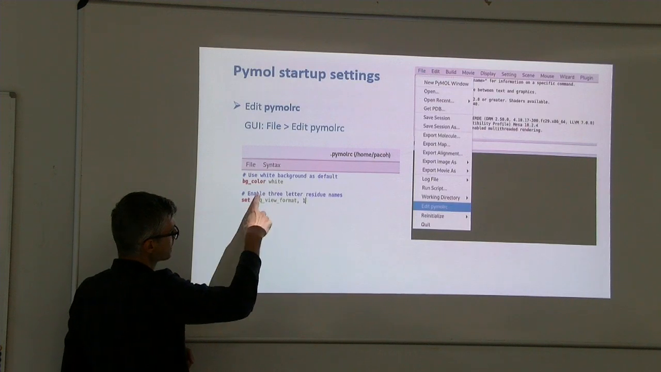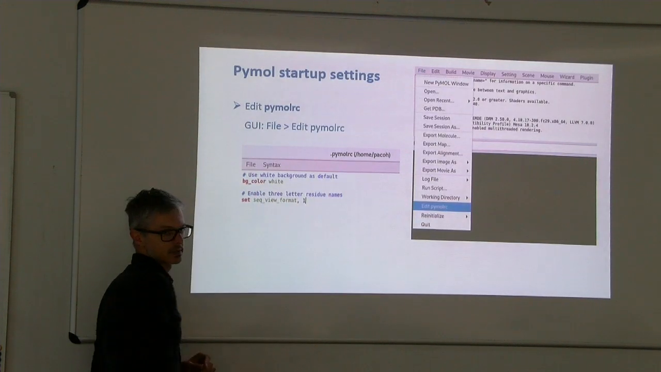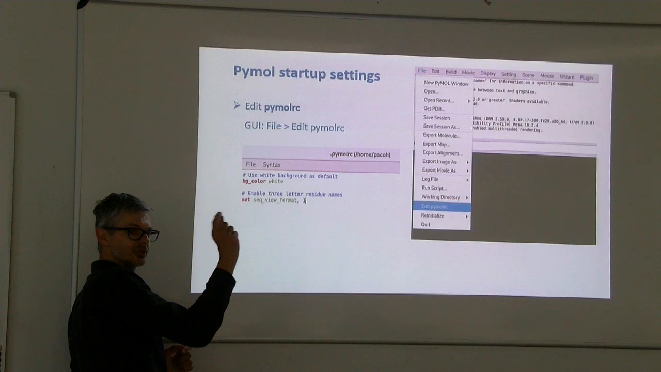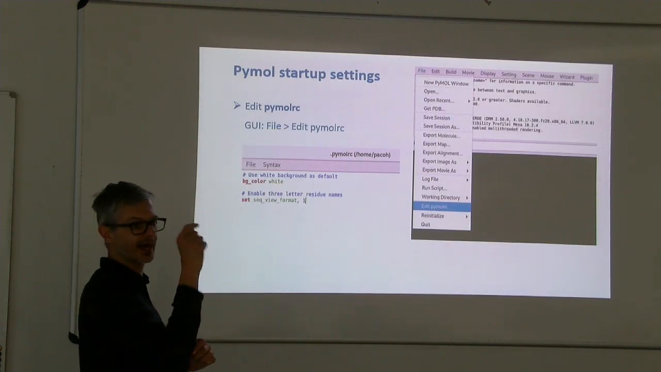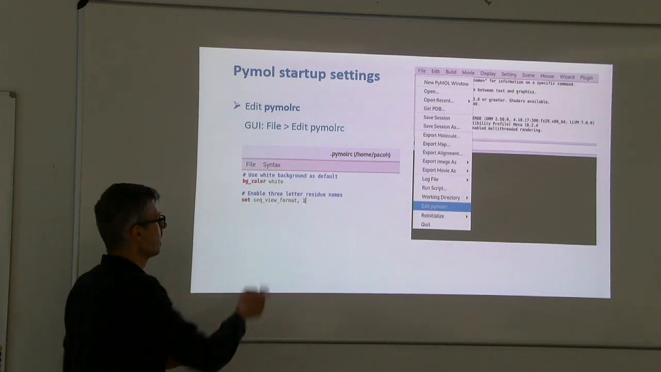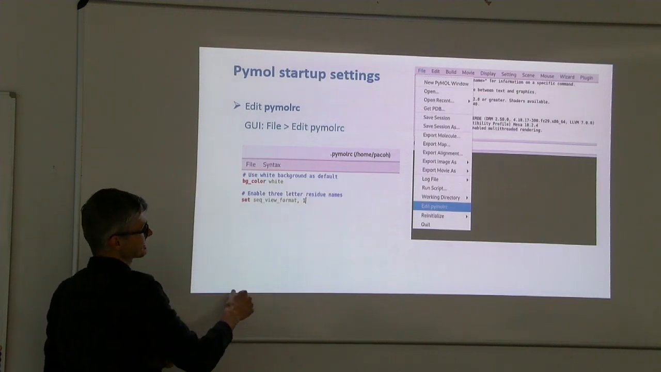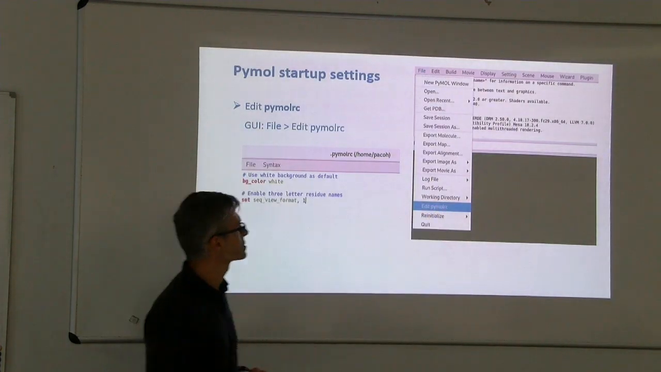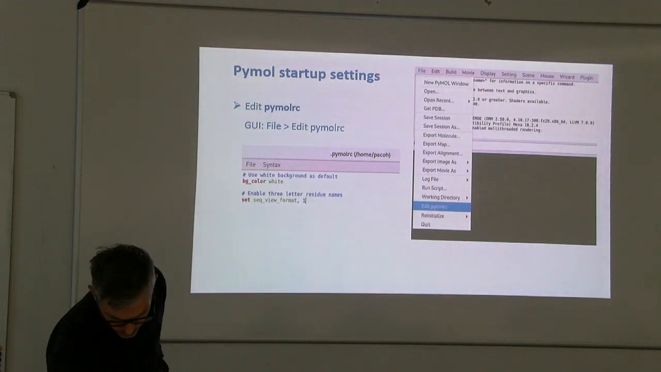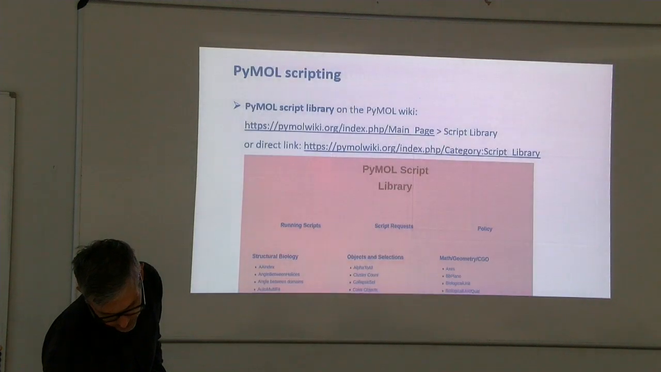Also, you can choose the 3-letter residue names. It used to be 3-letter codes: Lys, Cys, Arg, and so on. Now I think the default is also the 1-letter code. This is also something you can choose and set. So all of these settings, you can set in your startup file. So that's one setting you can do.